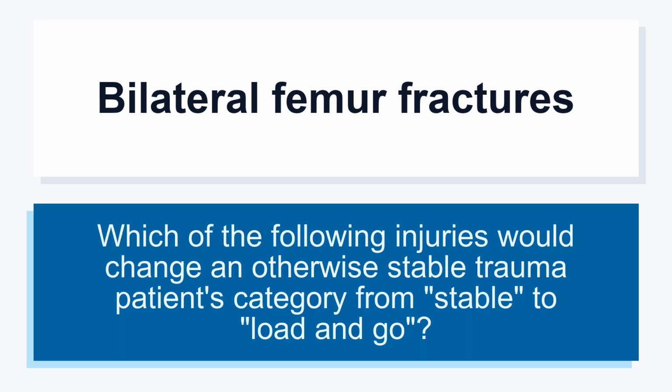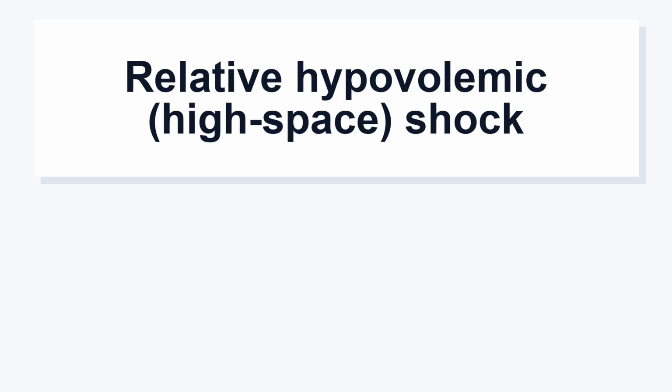Which of the following injuries would change an otherwise stable trauma patient's category from stable to load and go? Relative hypovolemic, high space, shock.